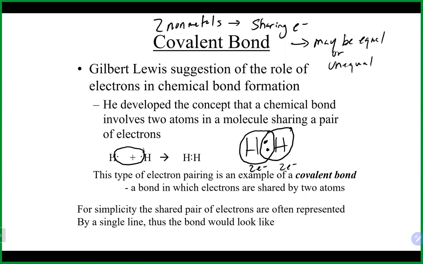And in most cases, if it's bound to something else, it will look like that with a line, which represents two electrons. Another way that we can represent this type of bonding is to use a line. And this line represents the two electrons that are being shared between them. It is a single bond.